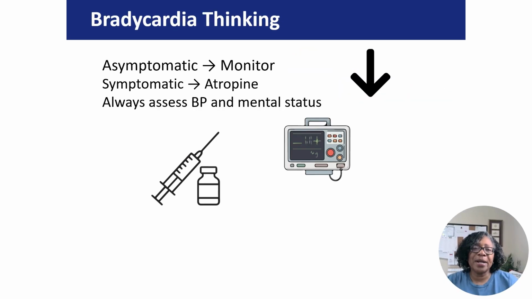When you're thinking bradycardia, we know bradycardia is where a heart rate is less than 60. If the patient is asymptomatic, you just monitor them. If the patient's symptomatic, like if their blood pressure is also low and they're having dizziness, then you're going to notify your doctor and you're going to expect an order for atropine.